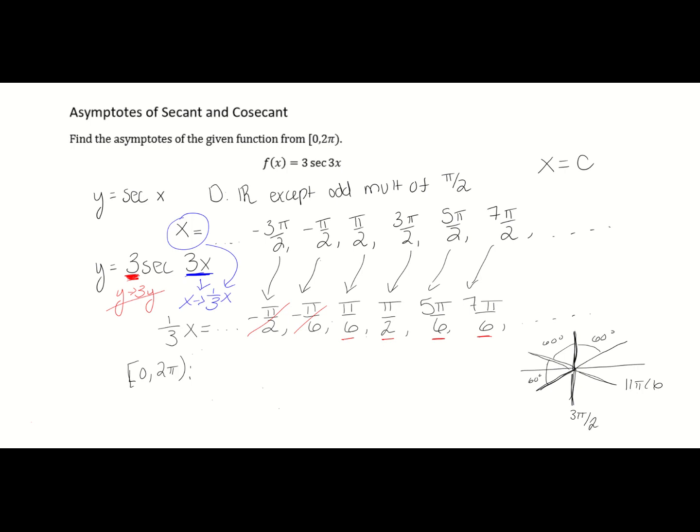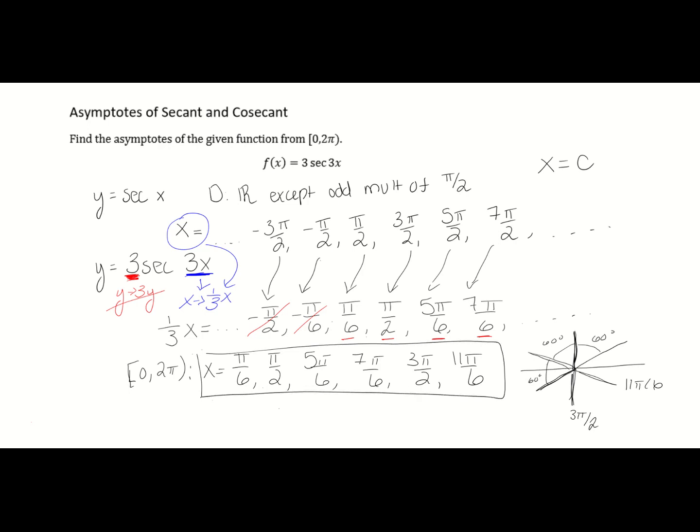And then, of course, if you do another 60 degrees, it would be greater than 2 pi. So I'm going to have x is equal to pi over 6, pi over 2, 5 pi over 6, 7 pi over 6, 3 pi over 2, and 11 pi over 6. And this is x equals because they're vertical asymptotes.